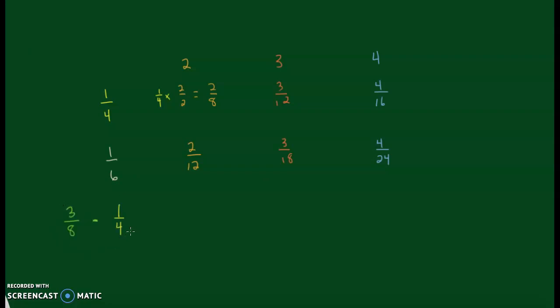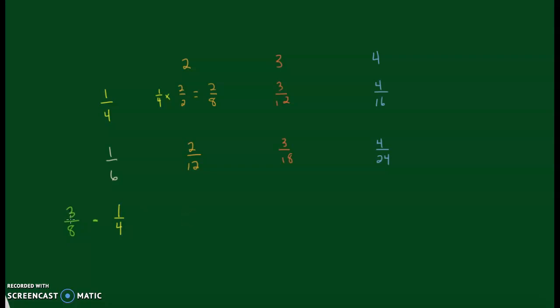All right, down here at the bottom you can see a problem, 3/8 subtract 1/4. And on your home link, you're going to be using the chart that you filled in to help you find a common denominator. In order to add or subtract fractions, you have to have a common denominator. The bottom number needs to be the same. And the first thing they're going to ask you to do is to make an estimate.